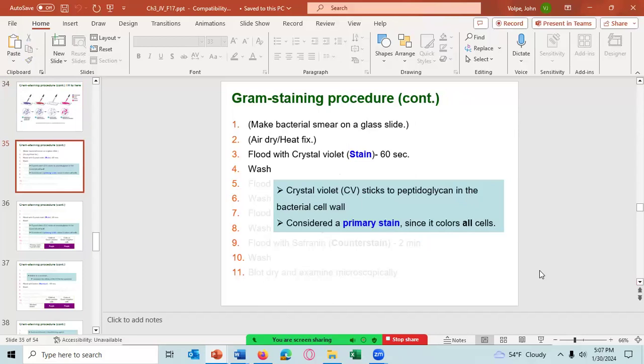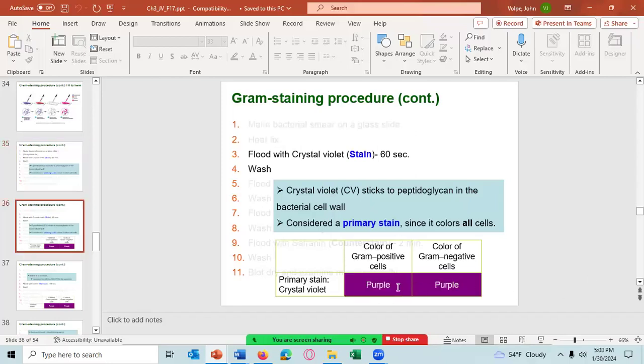You flood a slide that has a bacterial smear on it with crystal violet for 1 minute. The crystal violet sticks to the peptidoglycan in the bacterial cell wall. Crystal violet is considered the primary stain since it's the first dye used, and it colors all the cells the same. So both the gram-negative and the gram-positive will be stained purple. And yes, it's a bluish purple color.